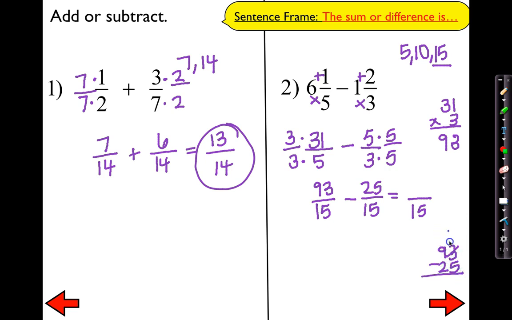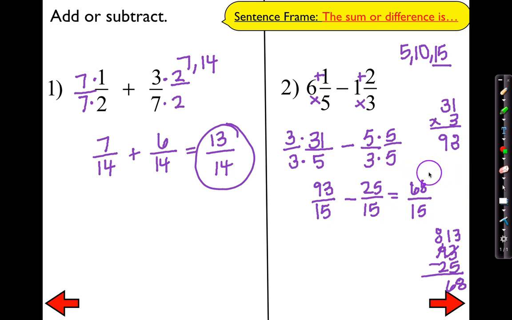So this is going to become a 13 because I need to borrow. This is going to become an 8. 13 minus 5 is, let's see, 8. And then 8 minus 2 is 6. So we have 68/15. Now, here I'm going to notice that it is improper.